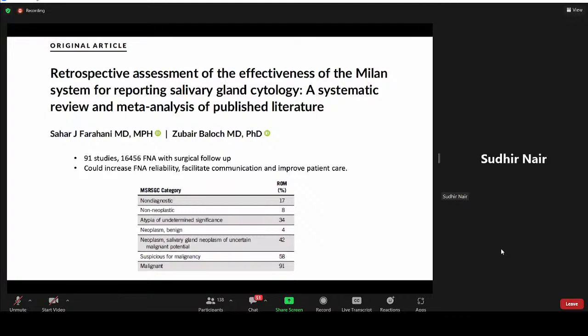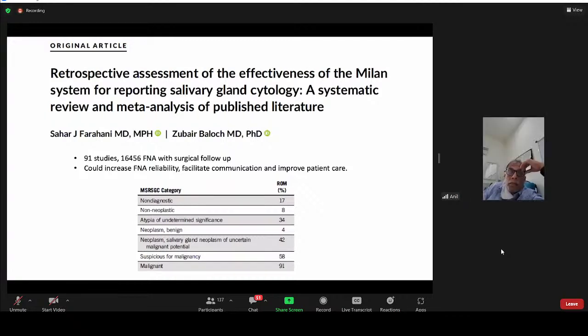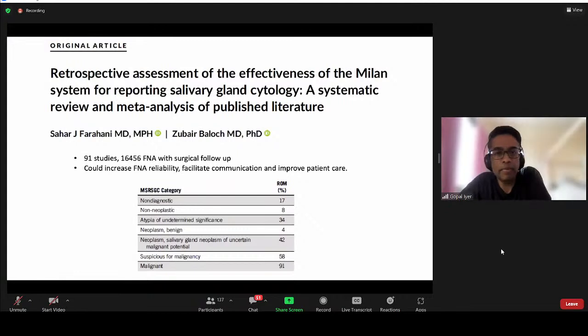So in category 4, neoplasm benign, the risk of malignancy is the lowest. So that's what I want to say. Probably a Milan system will be helpful for data analysis, reporting, as well as communication across various centers. I would like to listen to Dr. De Cruz and Dr. Gopal's opinion on this. Gopal, do you want to go first, or should I make a comment? No, I can make a comment.